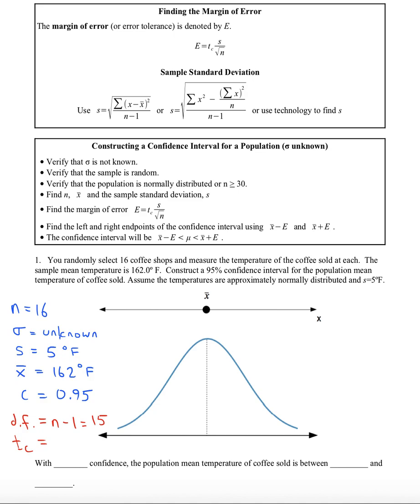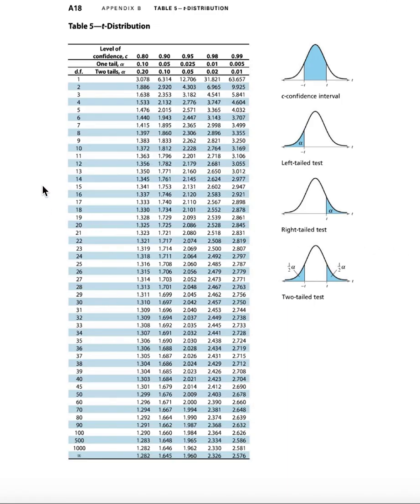So let's go ahead and go to the tables. That's where we find the TC. Remember, we have a degrees of freedom of 15, and we want a 95% confidence interval. On the left-hand side, we can find degrees of freedom of 15. Here's our 95% confidence level. Intersect them, and you get 2.131.